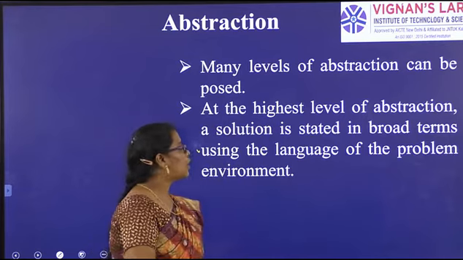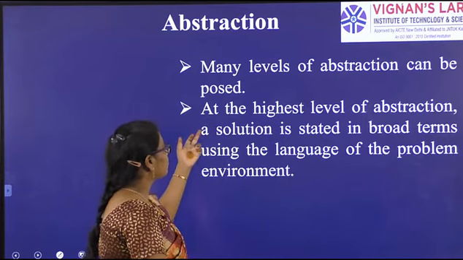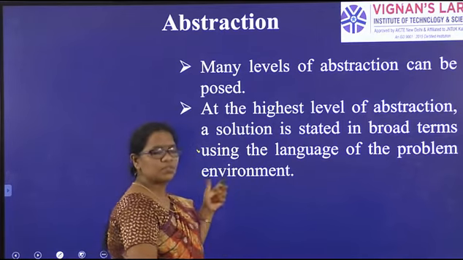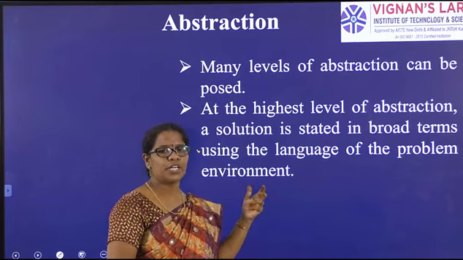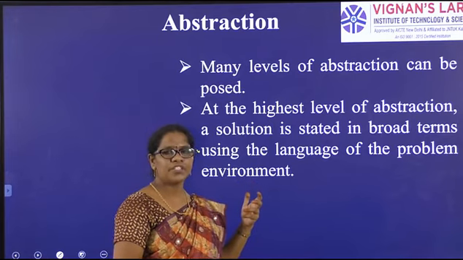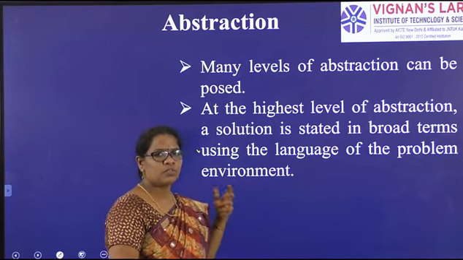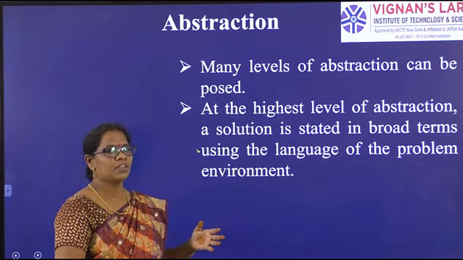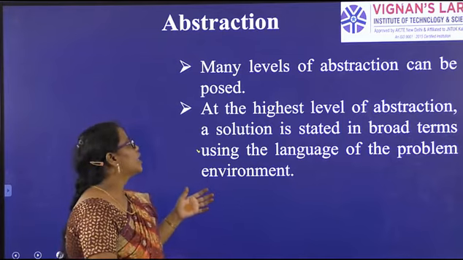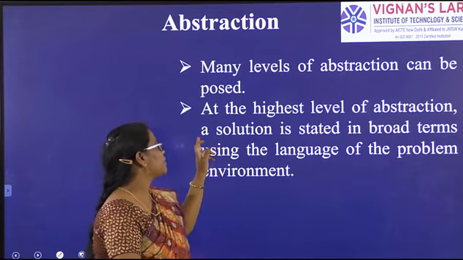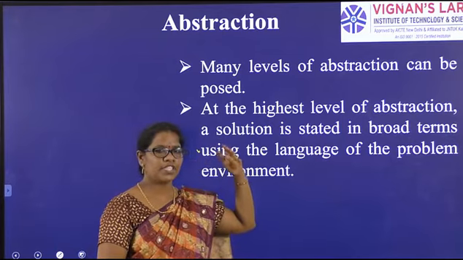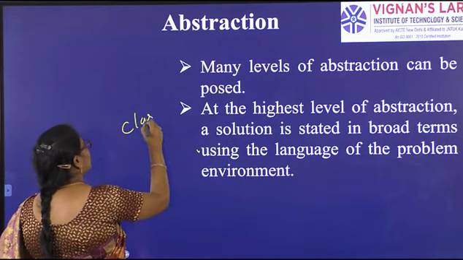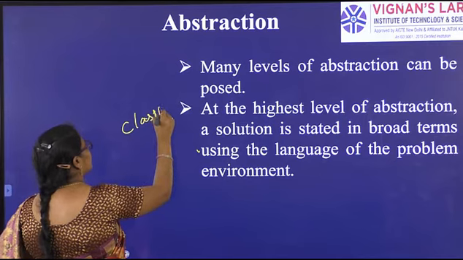give some solution. So for example, I am using the Java language. Okay, so this object-oriented programming will be implemented in C++ and Java. So not for C. Okay, so at the highest level of abstraction, that means the program which is at the highest level. For example, I have written some abstraction classes, so class A.